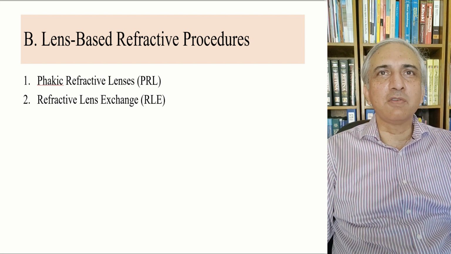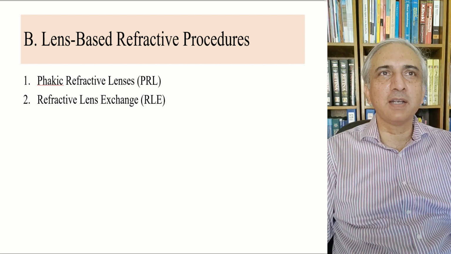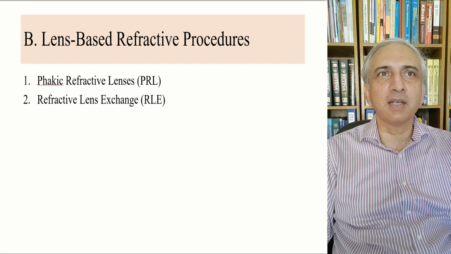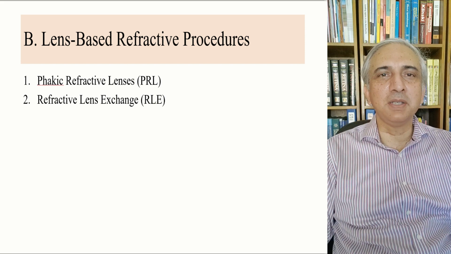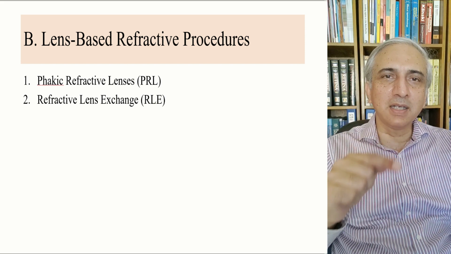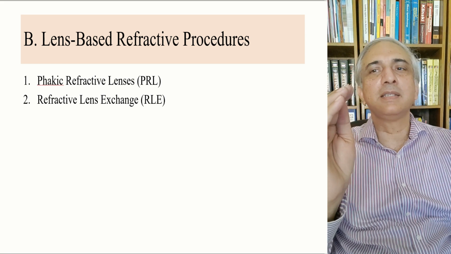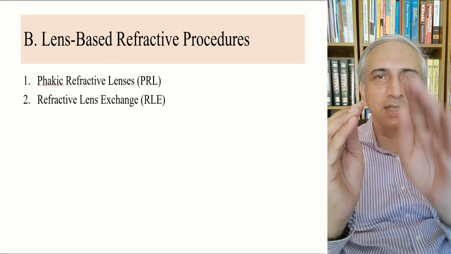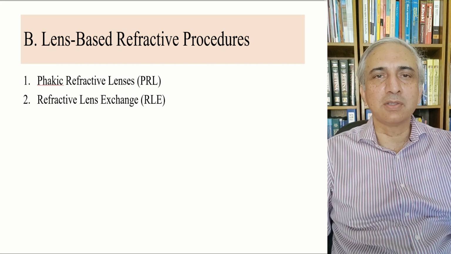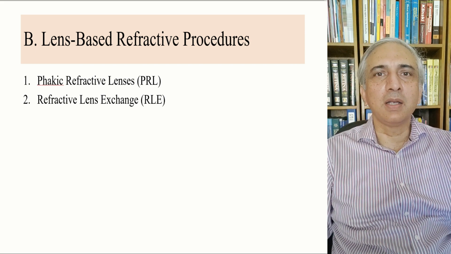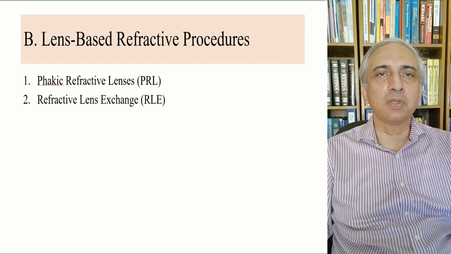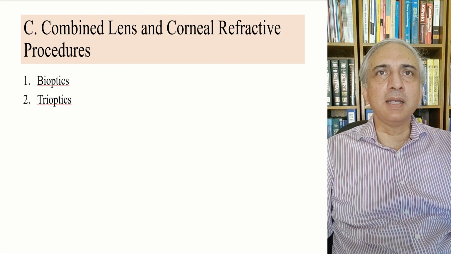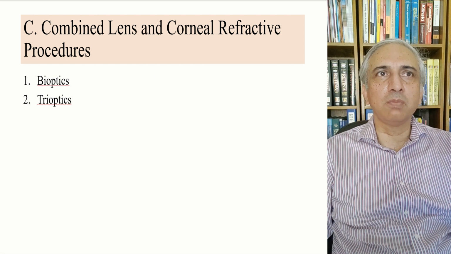Next is lens-based refractive procedures, which is phakic intraocular lens, and then there is refractive lens exchange. Phakic means that the crystalline lens remains intact, and you place a lens in front of the clear crystalline lens, and the iris, or in the sulcus. While a refractive lens exchange is when the lens is exchanged for a new lens which is put in the back. Then we have combined lens and corneal refractive procedures, which include bioptics and trioptics.